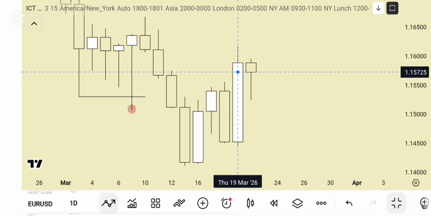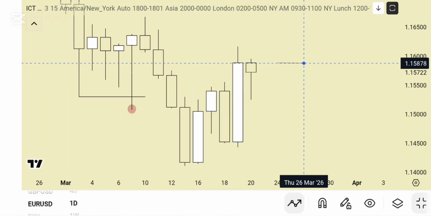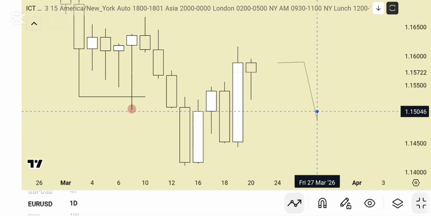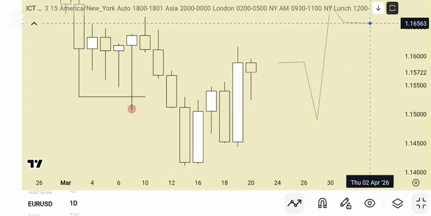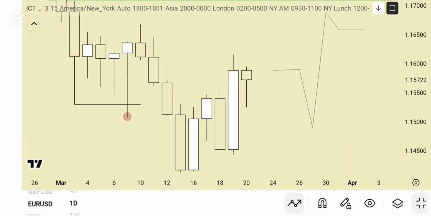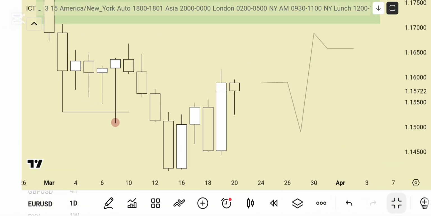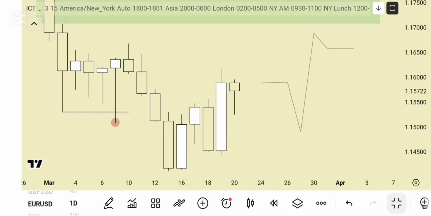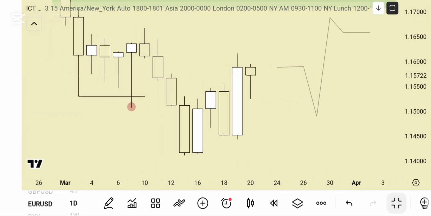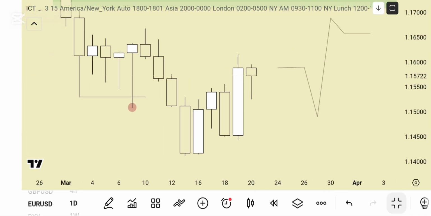Let me classify this. Six 4-hour candles: open, low, right? High, close, right? That's what the six 4-hour candles will do. You need to look out for the low of the day. So now, daily to 4-hour. Okay, daily to 4-hour. Let's move to the 4-hour time frame.